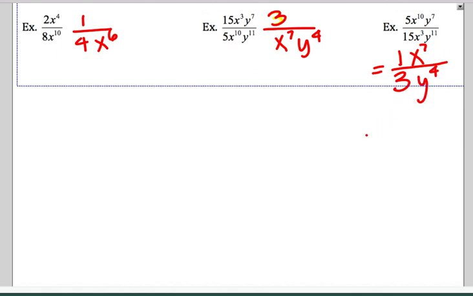And so because we have x's up here, this 1 is not needed, so I'm going to rewrite this in simplest form. So it would be x to the 7th over 3y to the 4th. That concludes our notes for section 6.